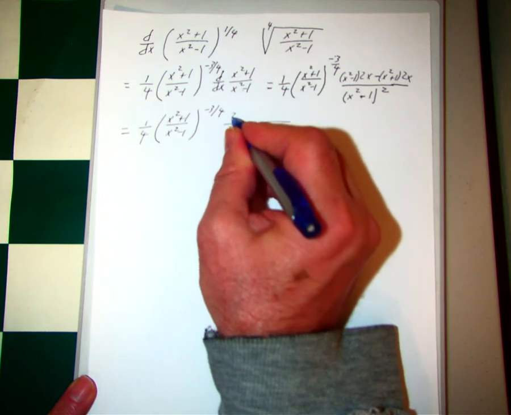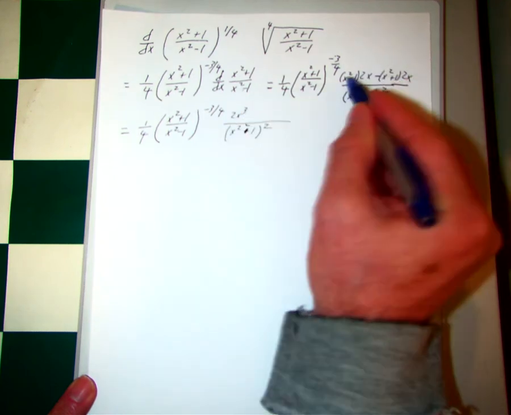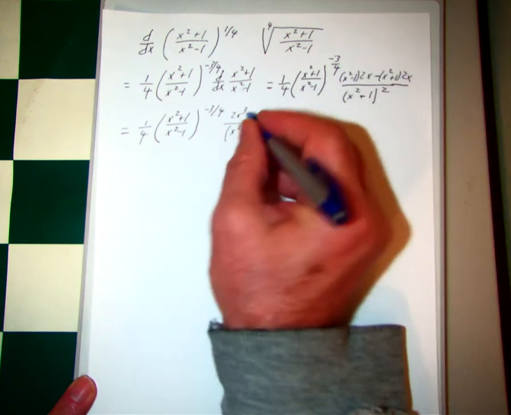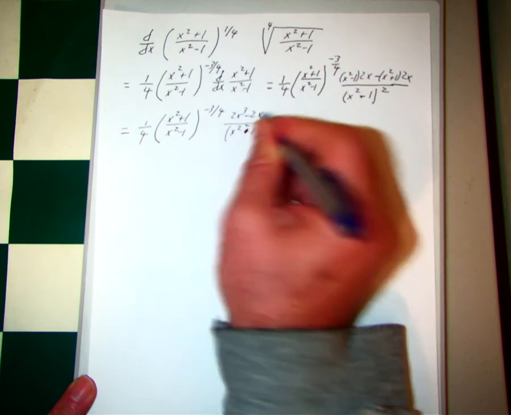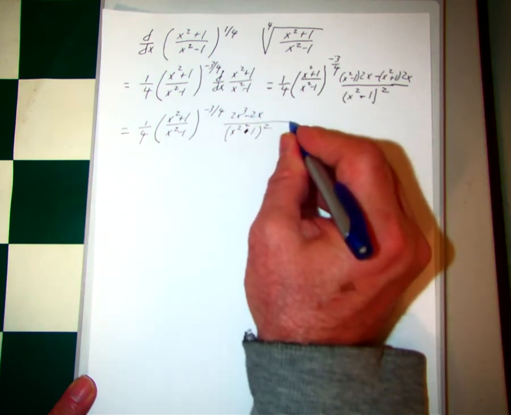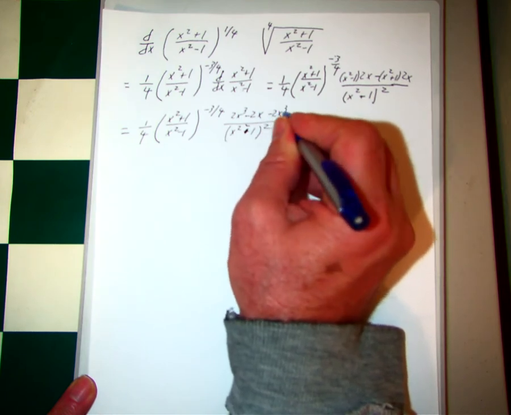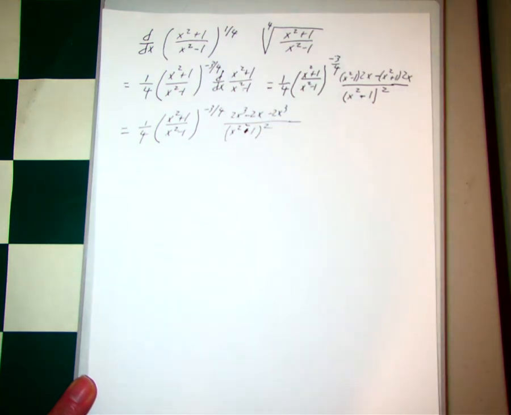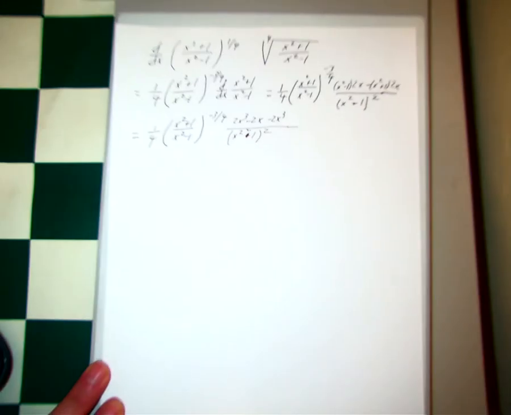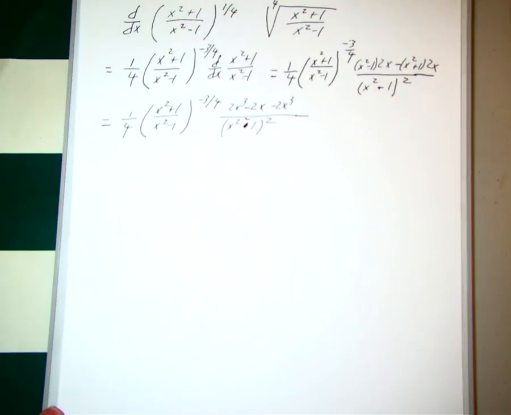We have 2x cubed. When you multiply this term against this term, minus 2x. Now, what you're going to have right here is minus 2x cubed. I hope this is legible for you. It may be a little too small. Let's see if we can expand that up a little bit.